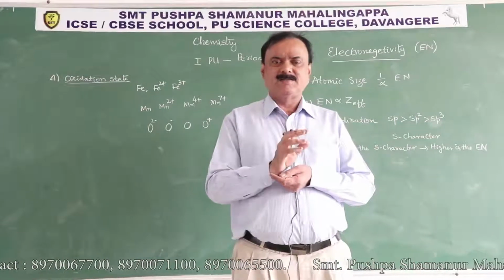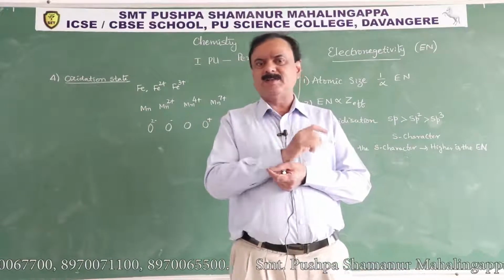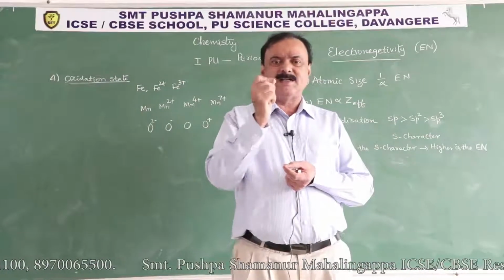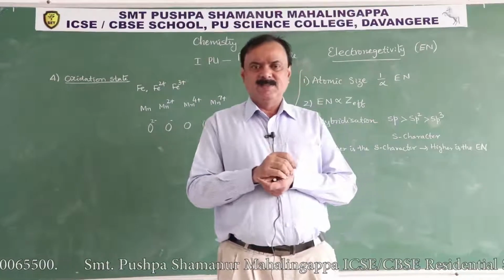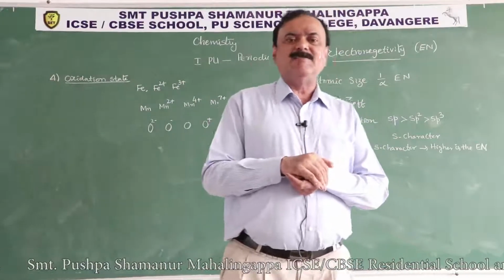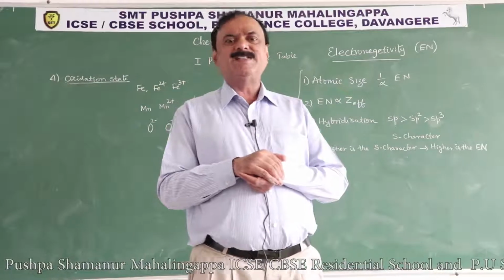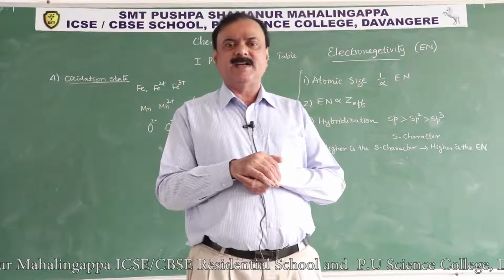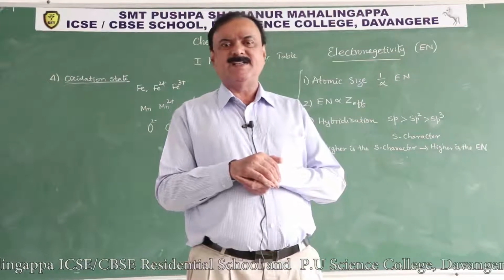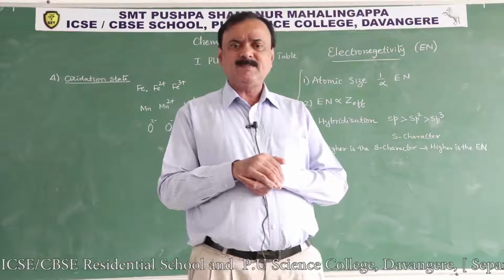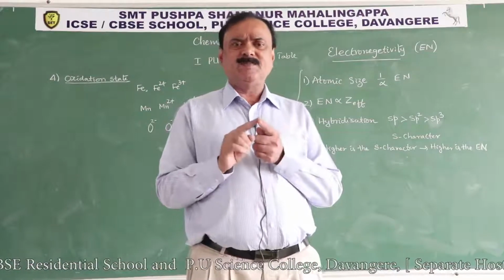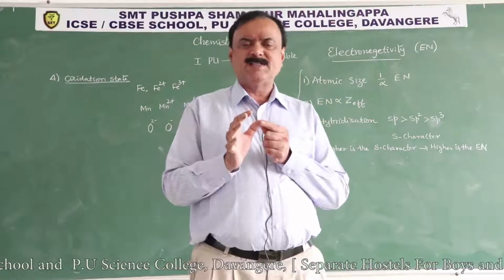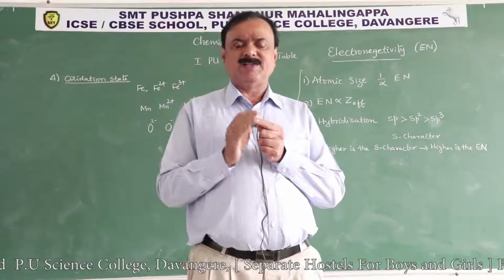Try to understand. In the last class, I mentioned a very important concept with respect to the size of the cation and the size of the anion. Cationic size is always smaller than the atomic size of the corresponding neutral atom. Anionic size is always larger than the atomic size of the corresponding neutral atom. Now, in the case of Fe, no electrons are lost. The number of positive charges is equal to the number of negative charges.